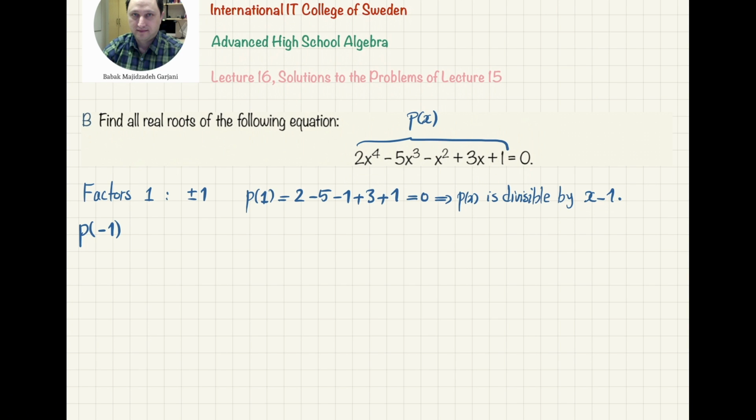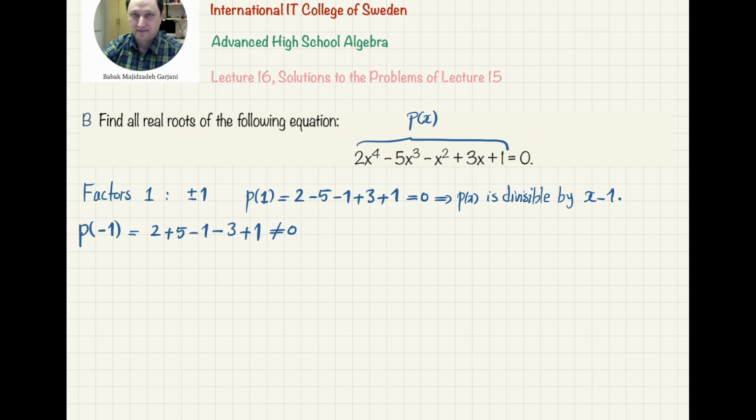But let us try to see if I can find other roots here at this stage. Okay, so p of minus 1 is 2 plus 5 minus 1 minus 3 plus 1. Of course this is not equal to 0. So it means that I have only one integer root for p of x, and that is x equal to 1. But it might happen that still I might have rational roots, fraction roots.